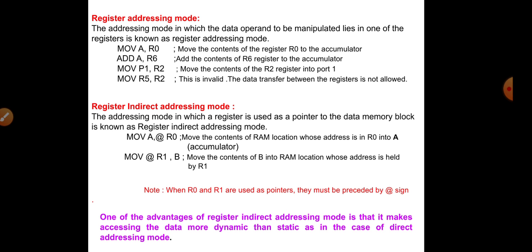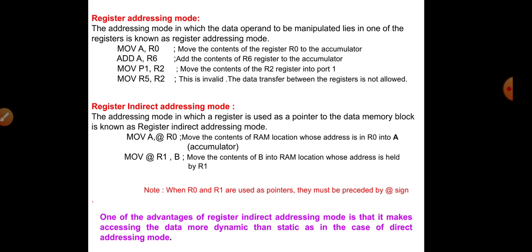Or we have the second example, ADD A, R6. In this case, both the operands are registers, that is register A and R6. Instructions having this kind of format come under register addressing mode, and this instruction adds the content of R6 with the content of the accumulator. Then you have MOV P1, R2: move the contents of register R2 to port 1.